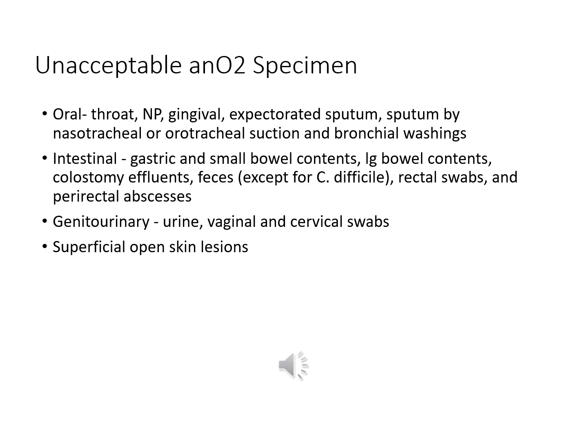Everything that you see listed is considered an unacceptable anaerobic specimen. Examples would be throat specimens, nasopharyngeal, gingival, expectorated sputum, sputum by nasotracheal or orotracheal suction, and bronchial washings. From the gut, we have gastric or small bowel contents, large bowel contents, colostomy effluents, feces, except for C. diff, rectal swabs, and pararectal abscesses. For the genitourinary, we have urine, vaginal, and cervical swabs, which are not accepted. And then superficial open skin lesions are also not accepted.